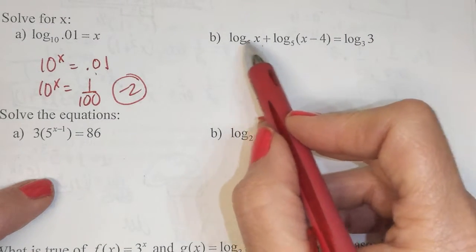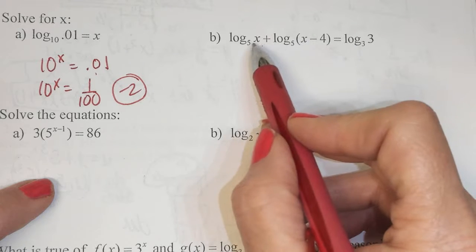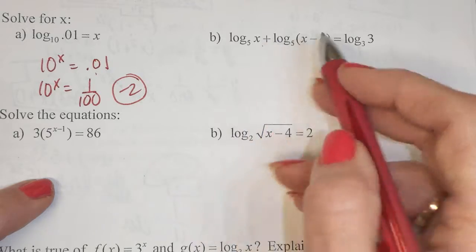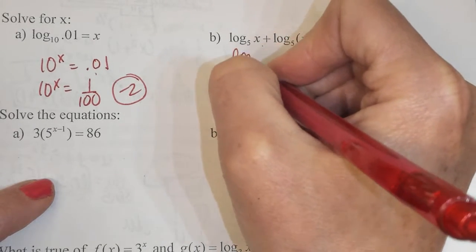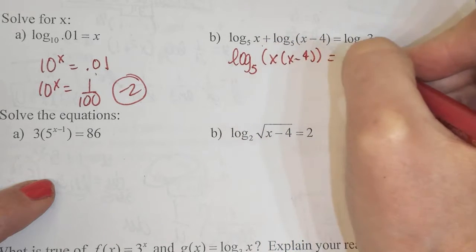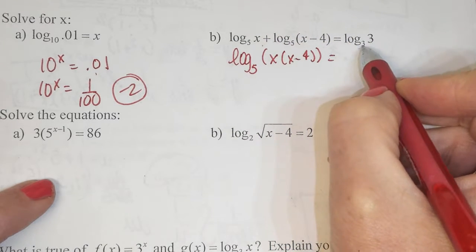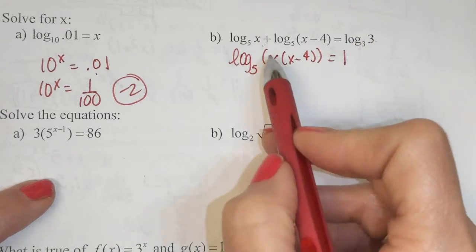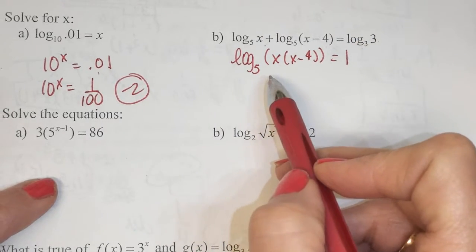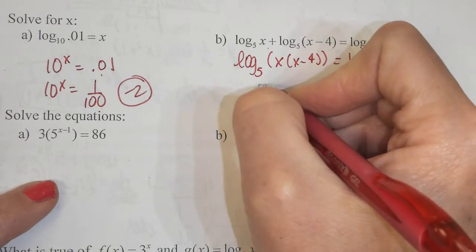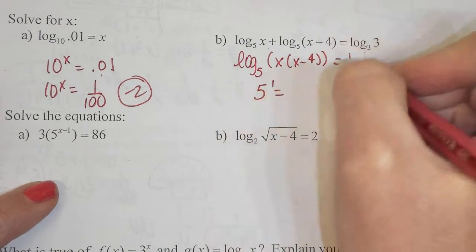Okay, this one, a little bit tougher. If we have addition and we have these logs, what do we do to these values? What are you supposed to do with them? Multiply them. So it's going to be log base 5 of x times x minus 4 equals, and then what is log base 3 of 3? Just 1. So once we get this down to a single log, then we can solve it. We just find our base, swirl it around.